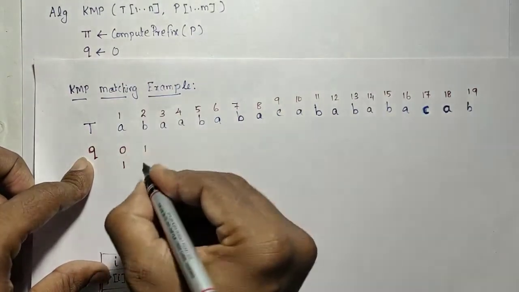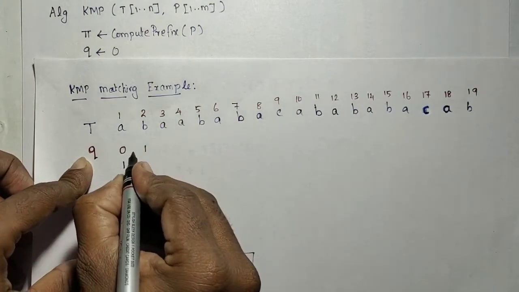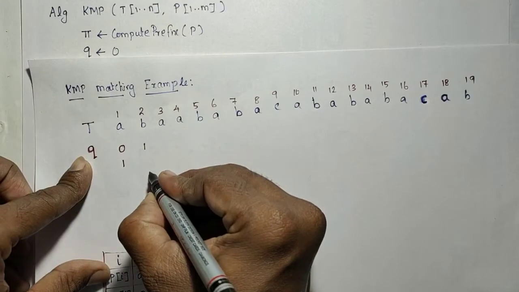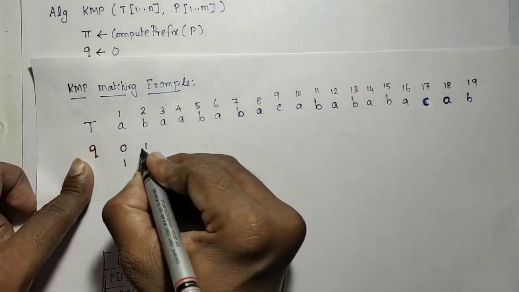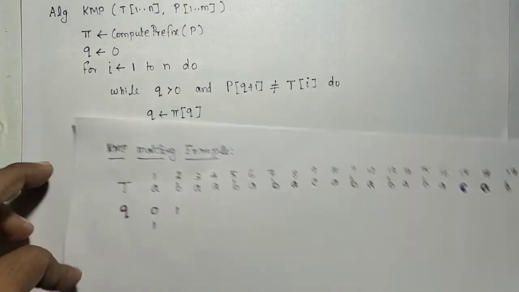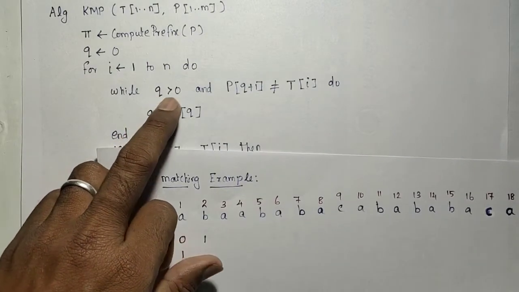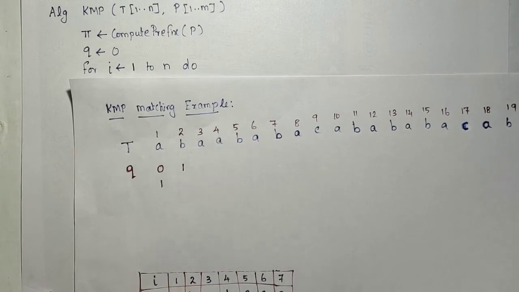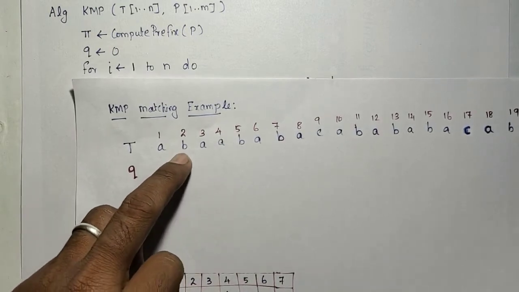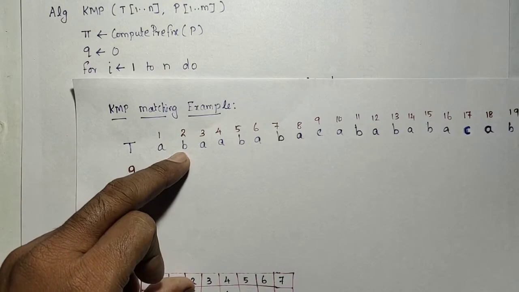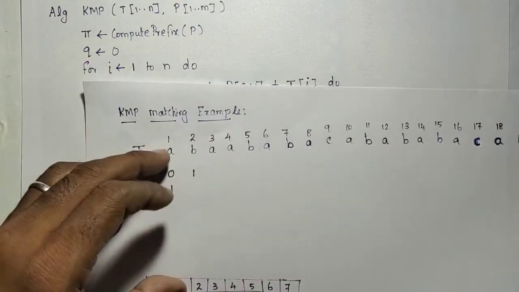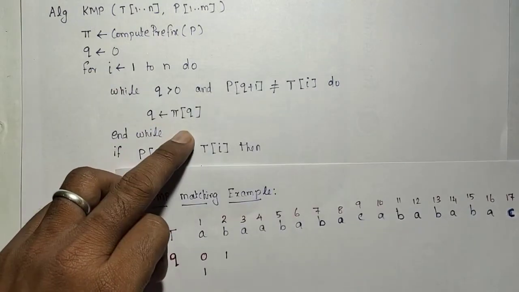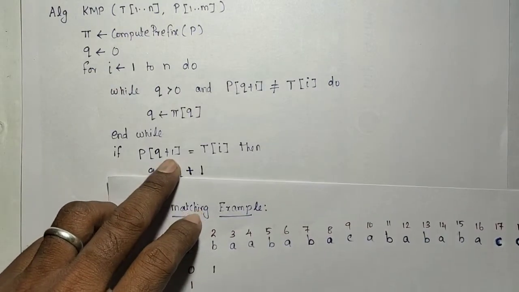Okay, when you enter into the loop, here I am writing the initial q value, and how the q is going to be modified, like that we are going to write. So this is 1 initially. Now we are going to check q greater than 0 and then q plus 1. It means the second character of the p and the ith character of the t, if both are not equal, then we need to do it. But here both are equal, correct? So it will not do any modification. Okay, then you come to this one.